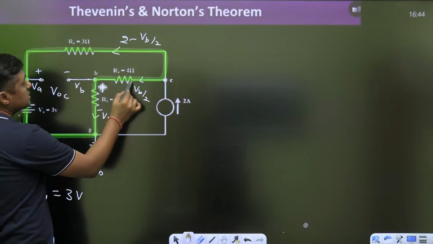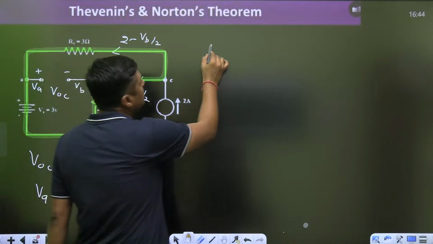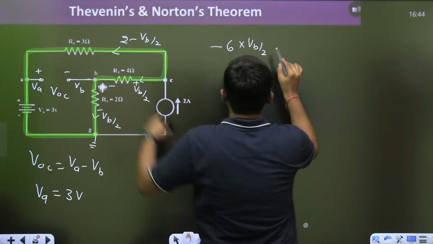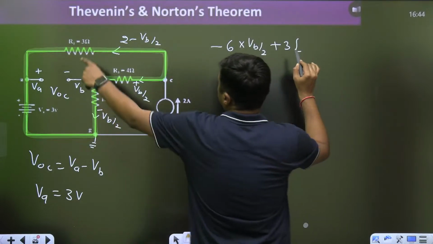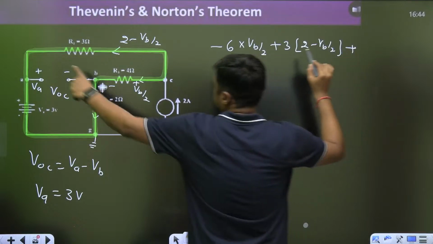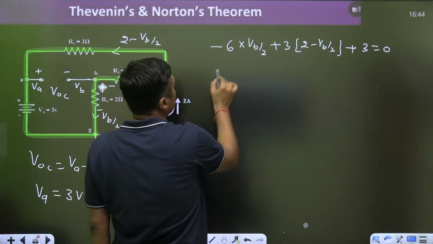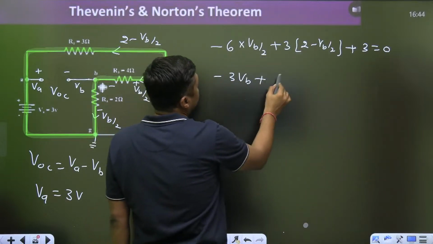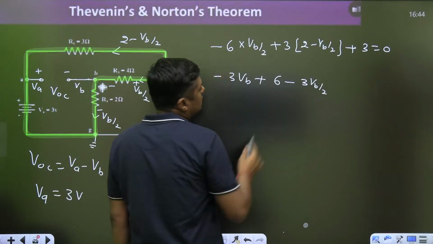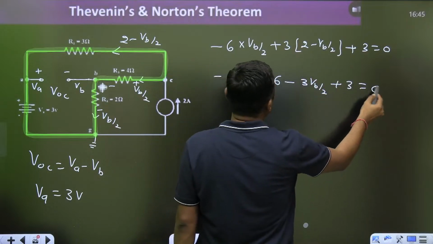Plus minus. This is the plus minus, and that's why it will become 2 plus 4, 6 minus 6 into VB by 2, plus 3 times of 2 minus VB by 2, plus this 3 is equal to 0. You can choose any easy method. Minus 3 VB plus 6 minus 3 VB by 2. Right, this is the 6 minus 3 VB by 2 plus 3 is equal to 0.